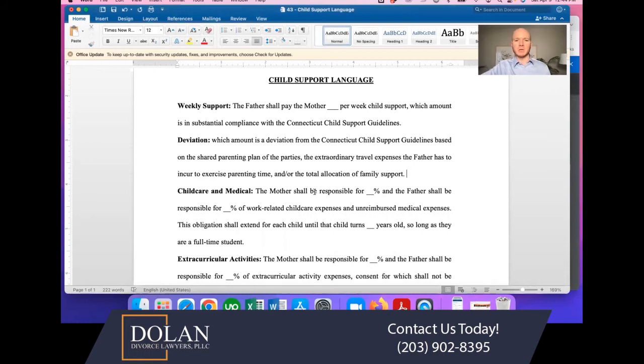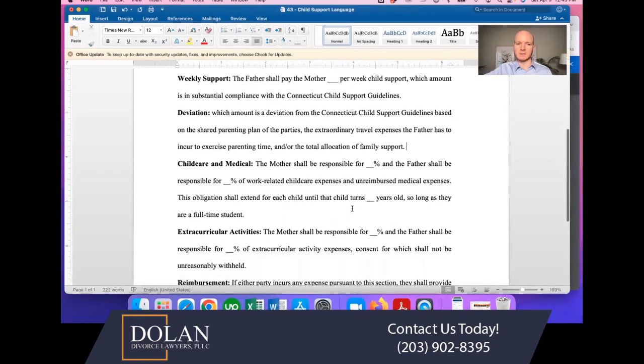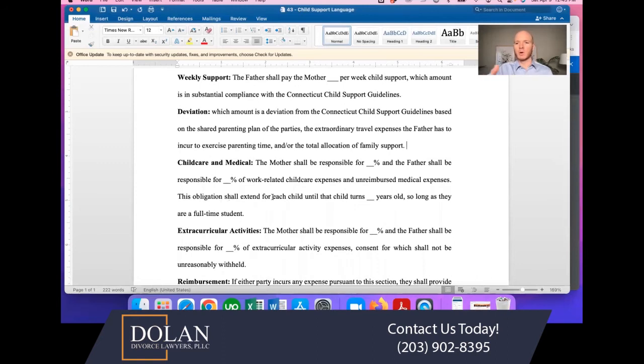So you'll just want to put that the mother shall be responsible for blank percent and the father shall be responsible for blank percent of work-related childcare expenses and unreimbursed medical expenses. This obligation, and then you want to put how long you want that obligation to extend. So the norm is for it to go for so long as there is a child support obligation, which is usually till 18. It can extend while the child is still 18 if they are still a high school student, but it can't go beyond the 19th birthday. Although there are certain circumstances where a child has disabilities where it can go beyond 19, but we don't need to get into that here.